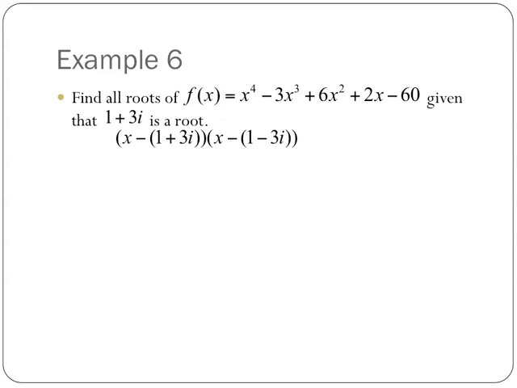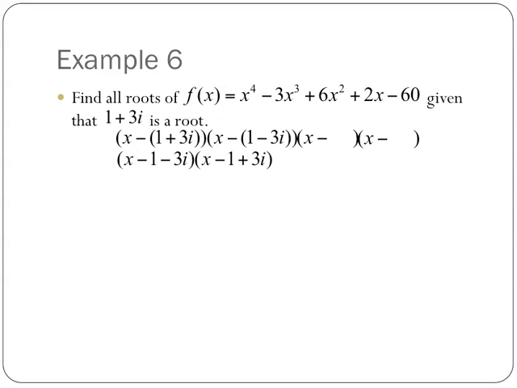Now because it's degree 4, we know that there must be 2 more roots that we haven't found yet. So I'm going to just write them off to the side here as x minus and x minus, and just leave a blank space there, just for a visual. Now what I'm going to do first is simplify these first 2 factors, and I'm going to actually multiply them together. So I have x minus 1 minus 3i and x minus 1 plus 3i.